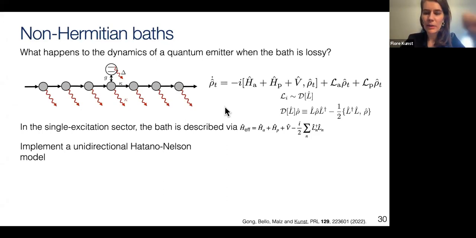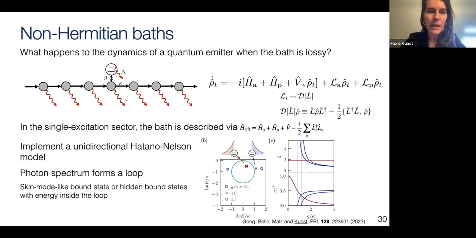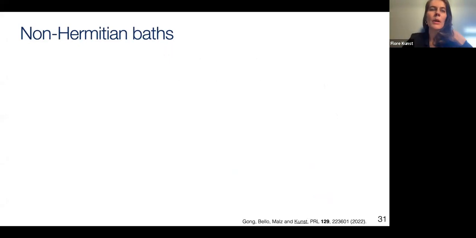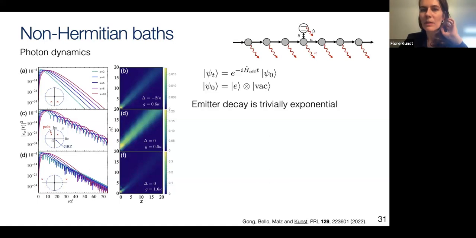If we look at the unidirectional Hatano-Nelson model, we see the photon spectrum forms a loop. This we already know from the example I showed before. Then you can get different kinds of bound states. If your energy is inside this loop, you have skin mode-like bound states, so they decay in a direction that you would not expect. Whereas you have Hermitian-like bound states, what we know from Hermitian systems, if the energy is outside of this loop. Moreover, if you look at photon dynamics, you would see amplification, for example. These are things that one would not expect from Hermitian systems.